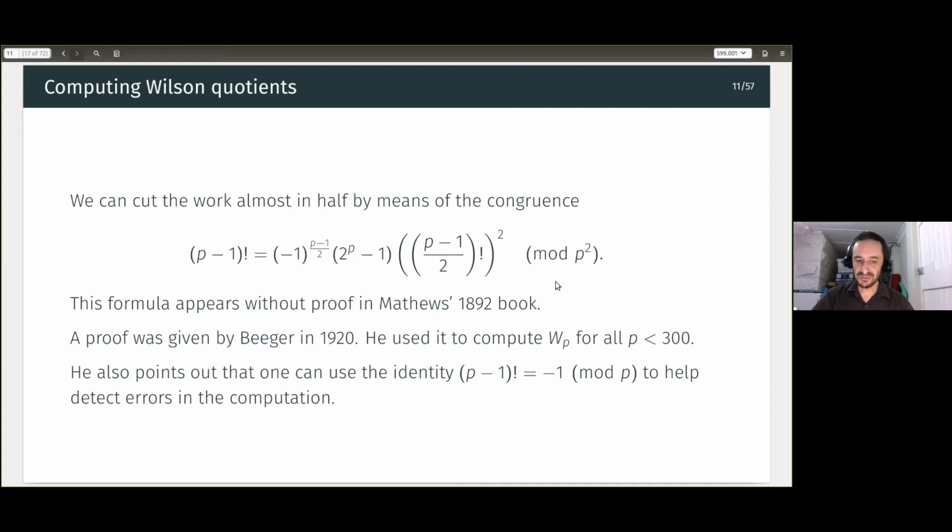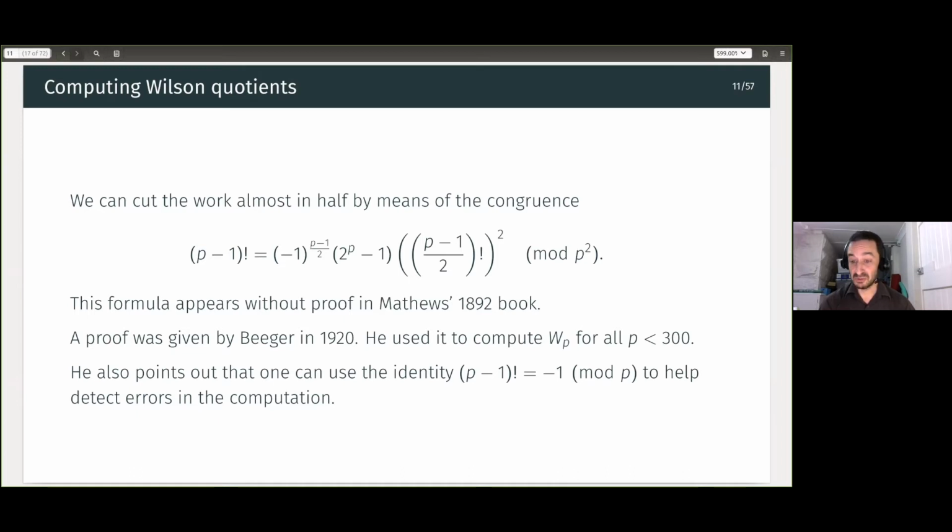So this formula appears in Matthews' book. He doesn't give a proof. I don't know if he expected the reader to find a proof. It's not that hard to prove if you just sit down and play with it for a while. The first proof I found written down was actually by Beeger in 1920. So this is nice that I actually get to mention Beeger's work in the Beeger lecture. I don't know if it's traditional to mention Beeger in the Beeger lecture, but perhaps this could be a challenge for future Beeger lecturers to try and seamlessly work Beeger into their lectures.